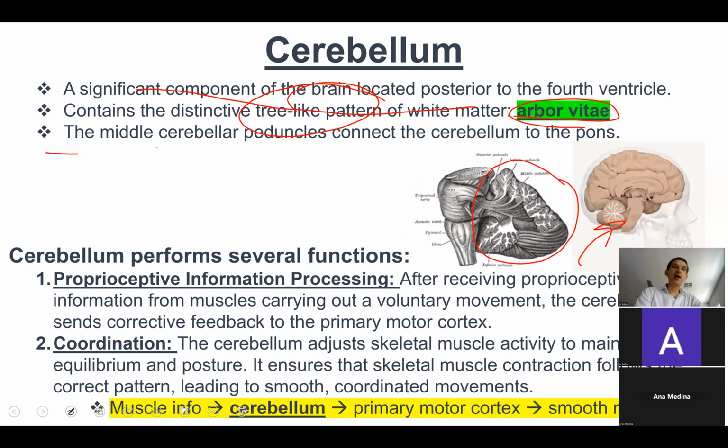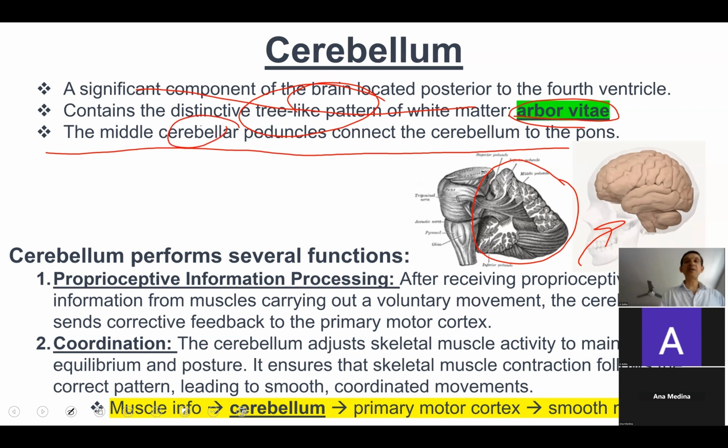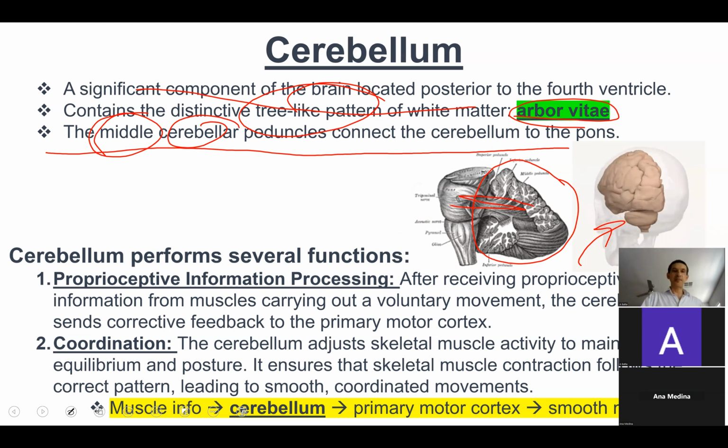So just a reminder again, middle cerebellar peduncle. The cerebellum has to hold on to the pons. It essentially makes the pons by reaching out and grabbing and holding around. And that's your middle cerebellar peduncle. The middle cerebellar peduncle hugs the brainstem.